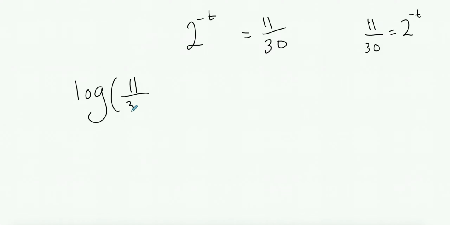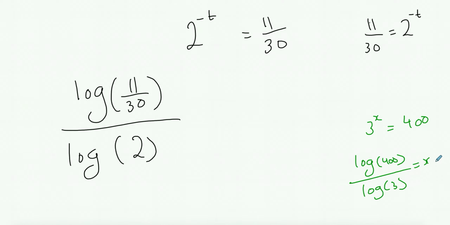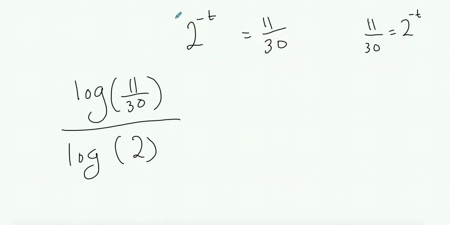So log of 11 over 30 divided by the log of anything that's being raised to the power. So because 2 is being raised to the power, then it's divided by log of 2. And it applies to any other thing. So if I have 3 to the power of x equals 400, then I'm going to take log of 400 over log of 3 to be able to find the value of x. So it's always in this order of log 400 and then divided by the log of whatever is being raised to the power. So once you've done this, this should be equal to negative t.